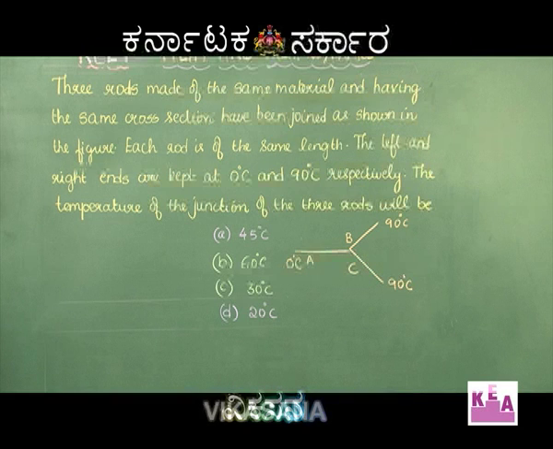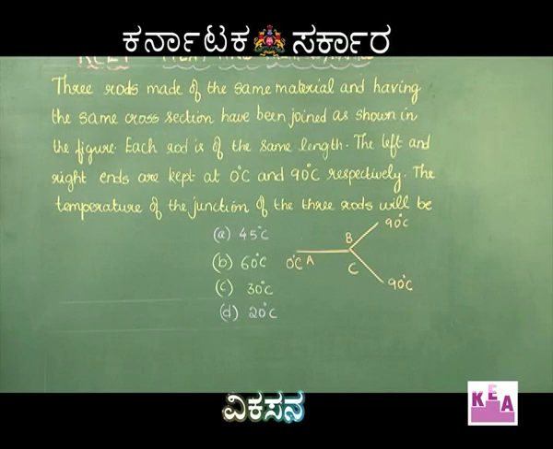Our next question: 3 rods made of the same material and having the same cross section have been joined as shown in the figure. Each rod is of the same length. The left and right ends are kept at 0 degree Celsius and 90 degree Celsius respectively. The temperature of the junction of the 3 rods will be, options are: A, 45 degree Celsius; B, 60 degree Celsius; C, 30 degree Celsius; D, 20 degree Celsius.